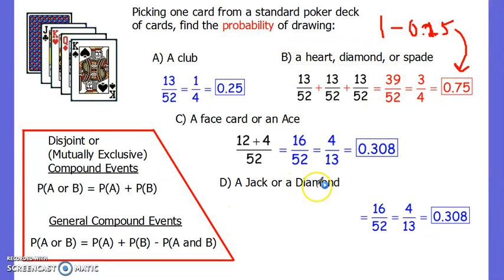However, when we think about jacks and diamonds, there is one card in the deck that is both a jack and a diamond. So when we think about those compound events, we have to also think of that intersection.